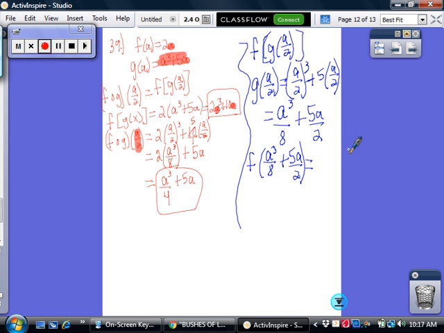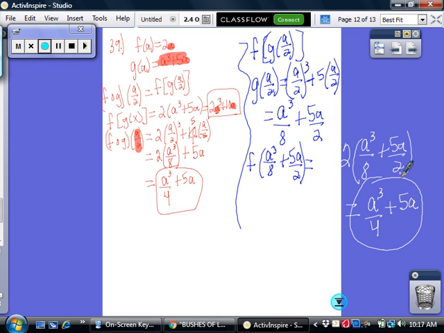So that would give me 2 times, I'm plugging it in for my variable up here, a to the third over 8 plus 5a over 2. Again, the 2 and 8 reduce, got 1/4. And what's 2 times 5 over 2? The 2's cancel, yeah. So I get the same answer. It's just whichever method you like better. You can find the composite function and then plug in your a over 2, or you can plug your a over 2 into g and then take that answer and plug it into f.